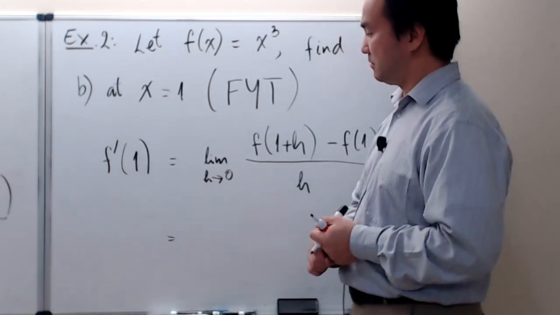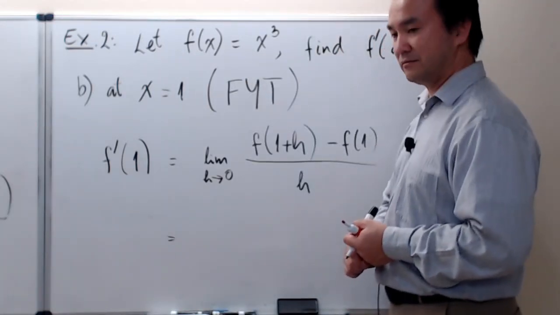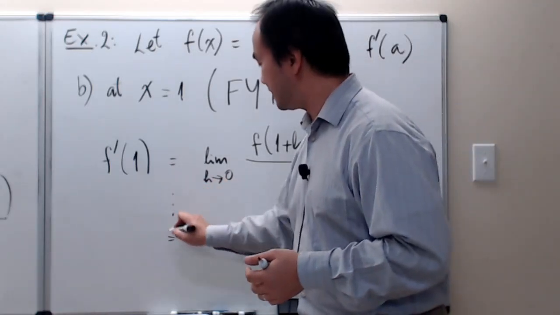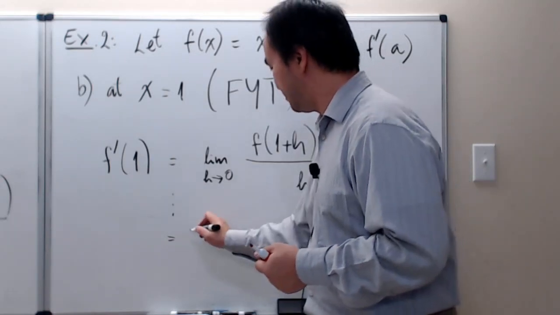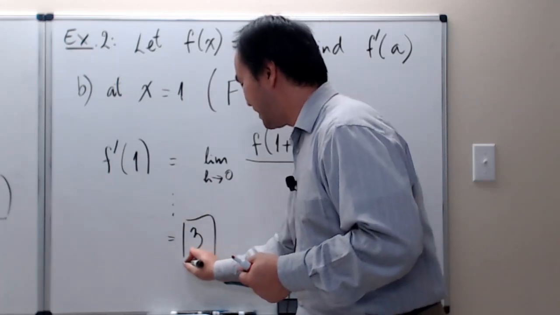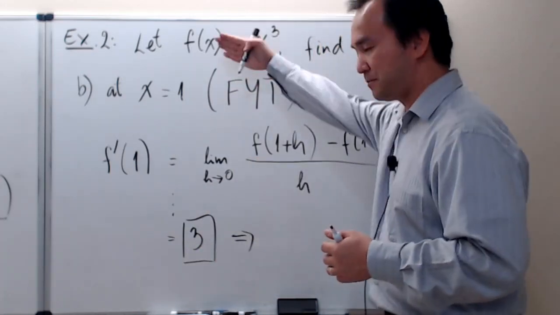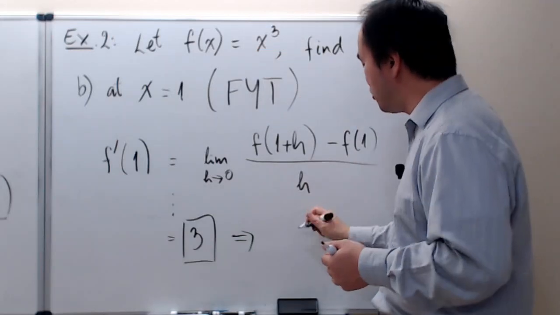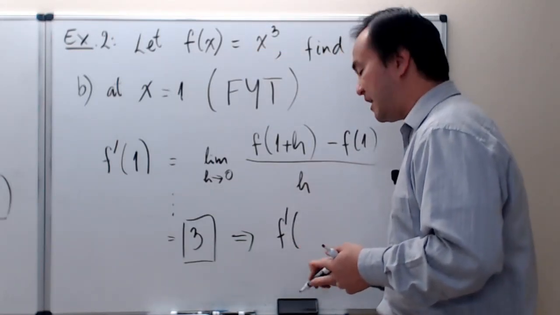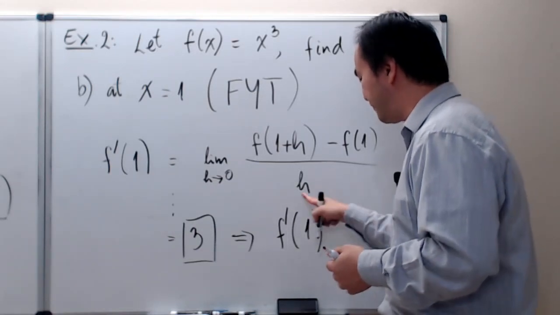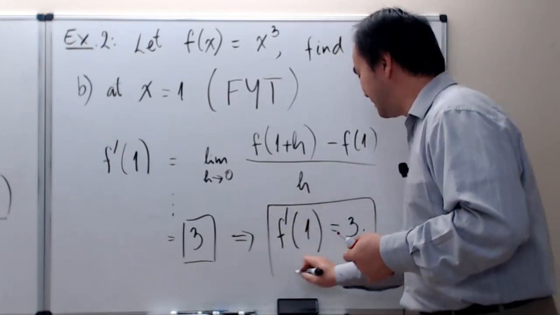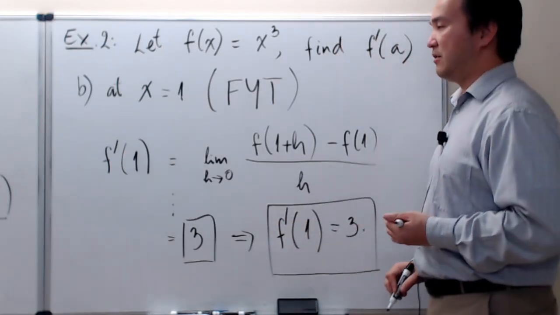All right, so hopefully you've had some answer and worked through your steps here. After lots of algebra steps, we came down to the answer being 3. In other words, our final answer for this function, f of x equals x cubed, is that f prime, the derivative of f at 1, equals 3. Okay, and that's how it's done.